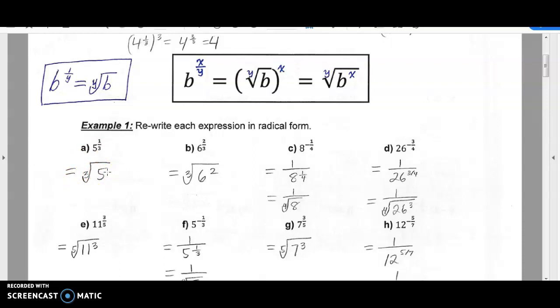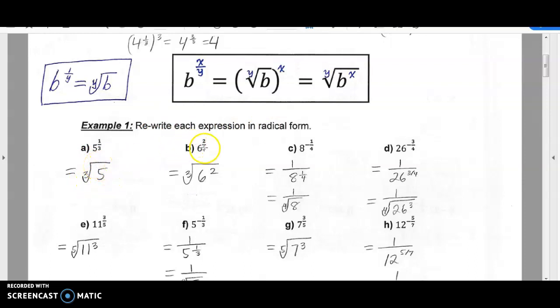If you had to evaluate that, you would have to punch into your calculator the third root of 5, and for most calculators, that'll be a second function key to find the third root, or the fourth root, or the seventh root, or whatever number. Usually, the second function key will have a square root sign and a little x where the 3 is. This one doesn't say to evaluate, it just says rewrite each expression in radical form. Radical form means root form, so the third root of 5.